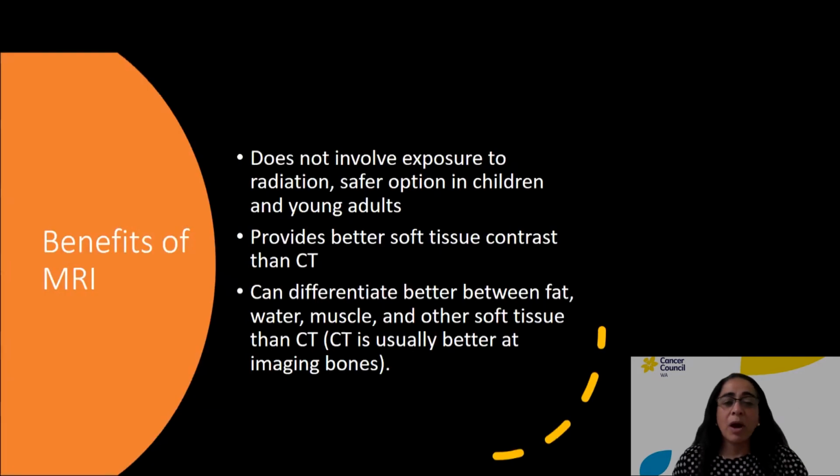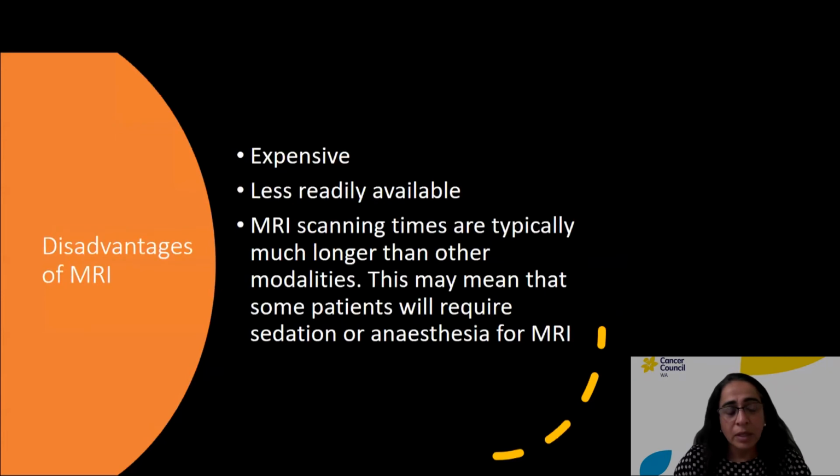So benefits of MRI: it does not involve radiation, so it's a safer option in children and young adults. It provides better soft tissue contrast in comparison to CT, so it can differentiate better between fat, water, muscle, and other soft tissues, in comparison to CT, which is better at imaging bones. However, MRI is expensive. It's less readily available, and the scanning times are longer. So at times, patients may need sedation or anesthesia to undergo an MRI scan.